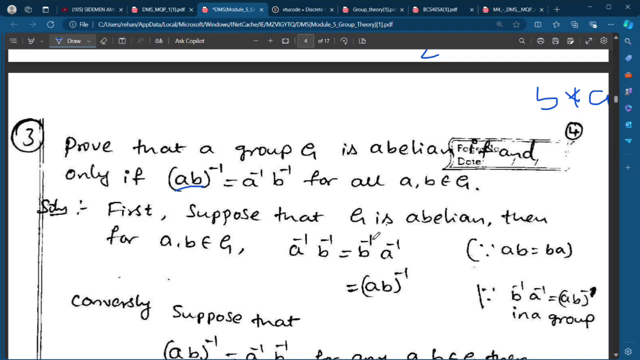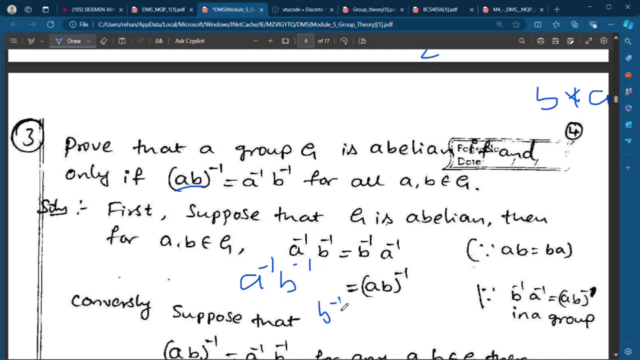This is a very simple thing. You'll feel, after solving this, oh, only this much I have to do. But it's very simple. So first, I'll suppose that G is an abelian group. Therefore, A, B belong to G, which means, so now what I'll take?